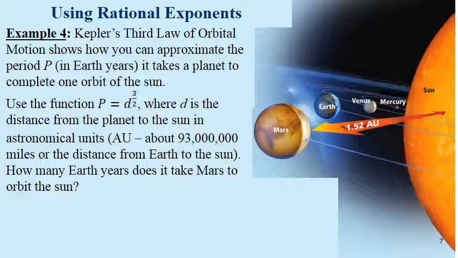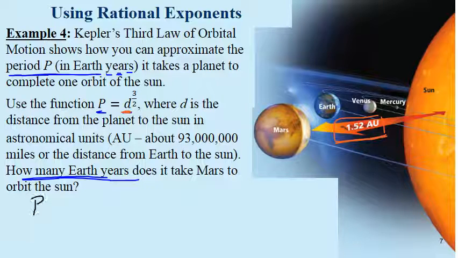Okay, so in this problem, it talks about approximating a period in Earth years. And the question specifically asks us how many Earth years. So we know we're going to solve for P. So in order to solve for P, we need the distance. And when we look at the problem, it doesn't give us anything about the distance, but over here, we have the distance right here. It says Mars is 1.5 AU from the sun.